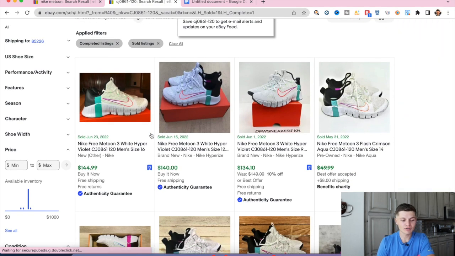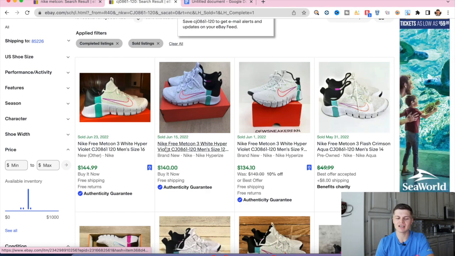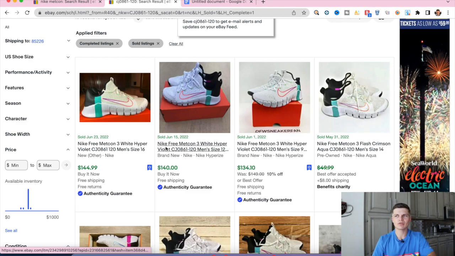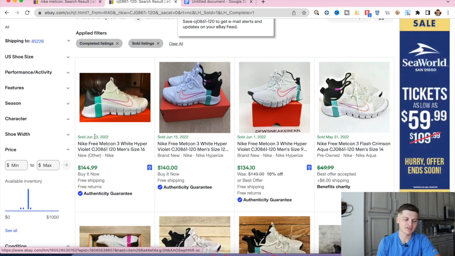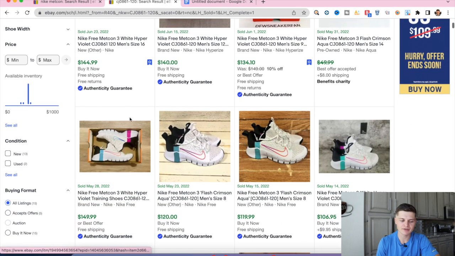Another thing I look for, not only the sell-through rate, because sometimes an item might have just released and 80 people have it listed, but only 15 have sold, but it's just because that shoe came out a month ago. So there's some other things I want to look for, which is the frequency of sales. We see one sold on June 23rd, June 15th, June 1st, May 31st. So we see this item selling quite often. It's not a super fast seller, but it definitely is moving.